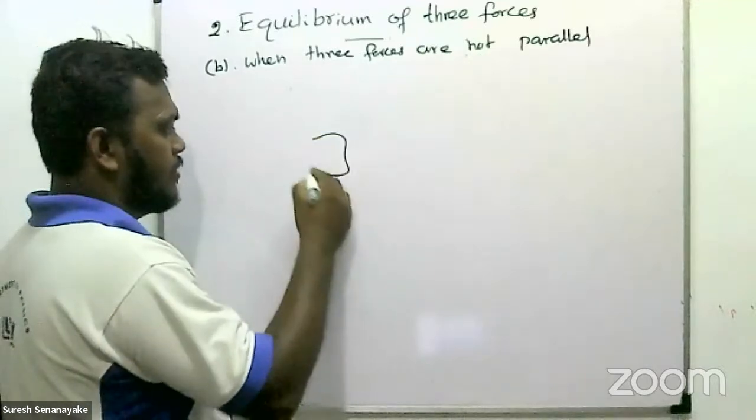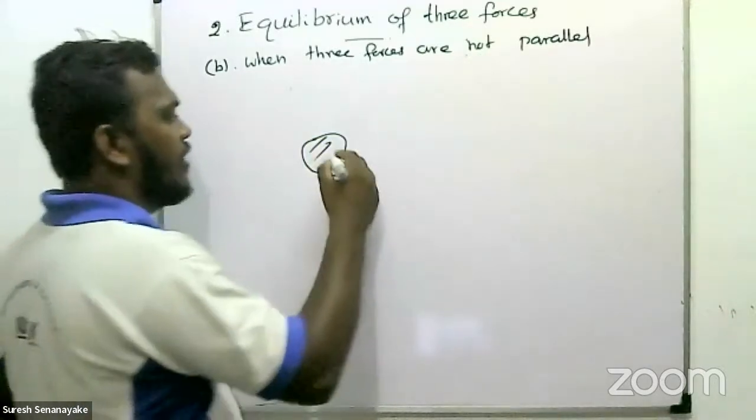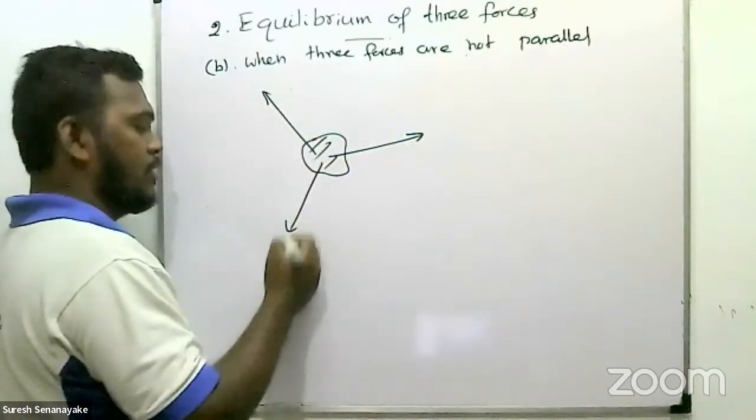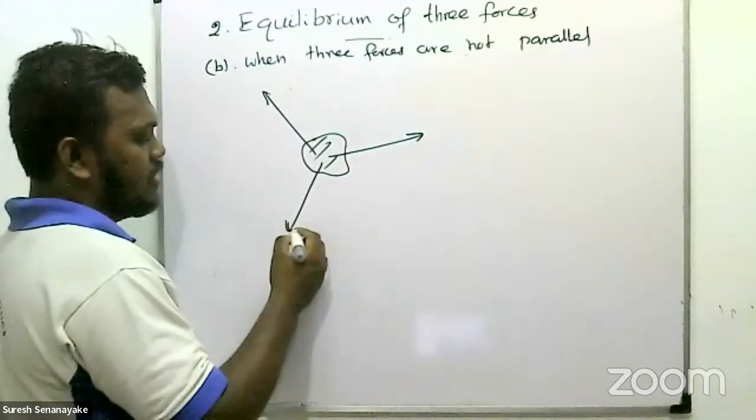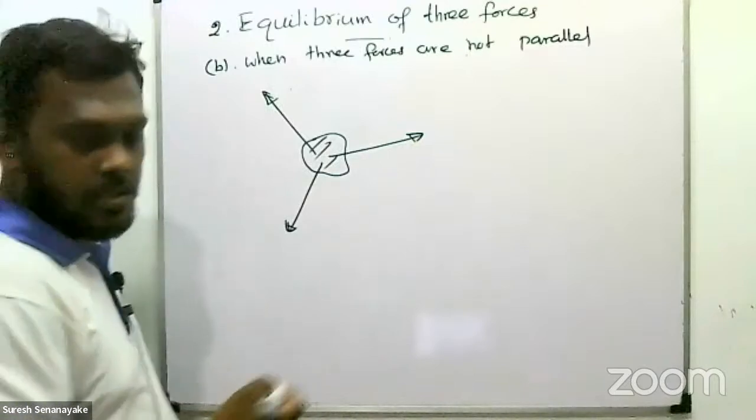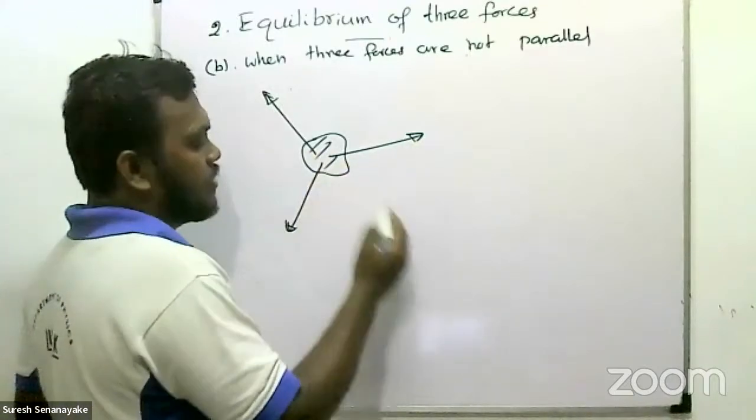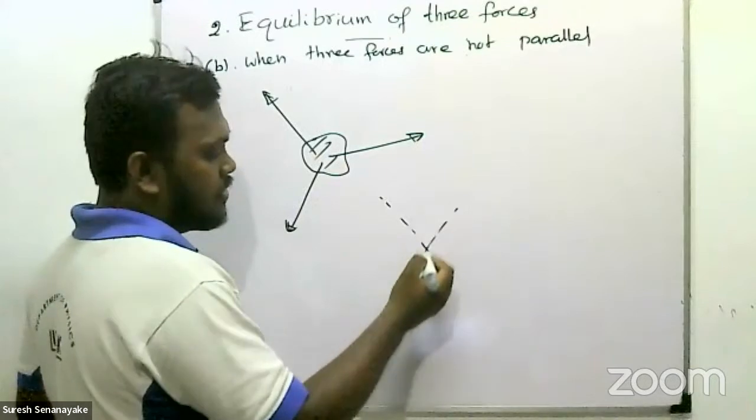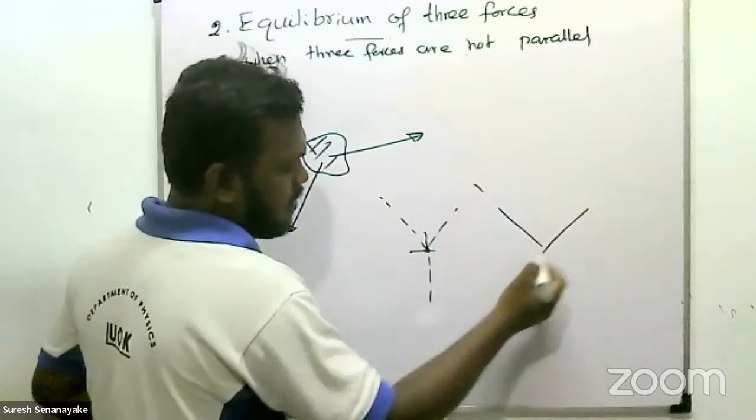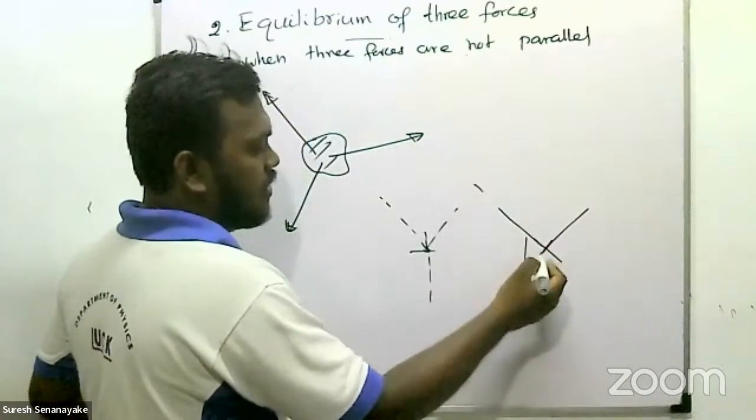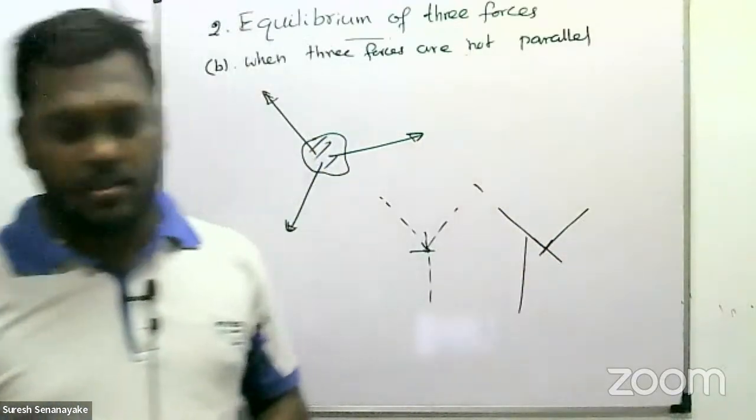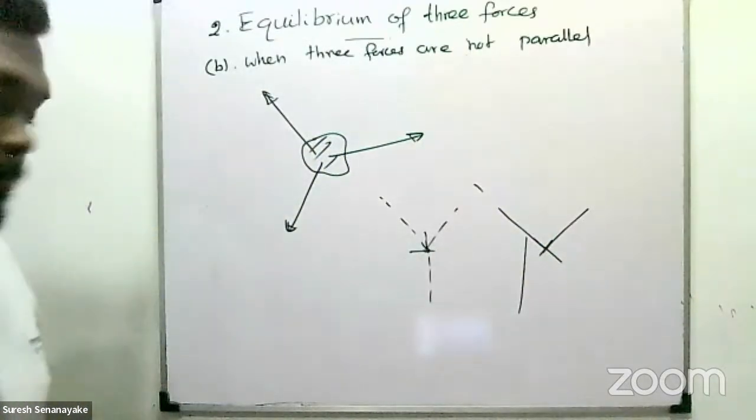If the object is there, let's consider one force applied in this direction, another in another direction. At least these forces should be acting in the same plane. And if it is in equilibrium, all three forces' lines of action should intersect at one point. If two forces intersect and the other one's line of action does not pass through this point, we cannot say it is in equilibrium.